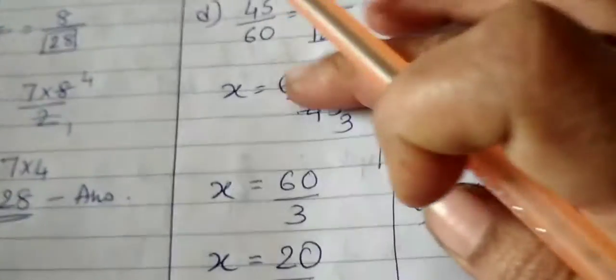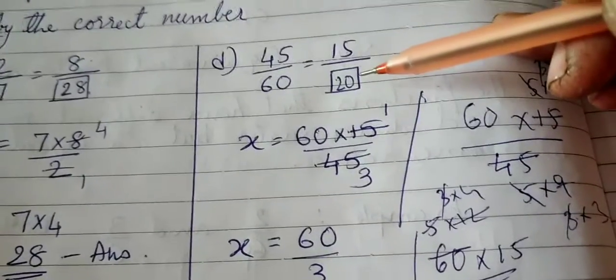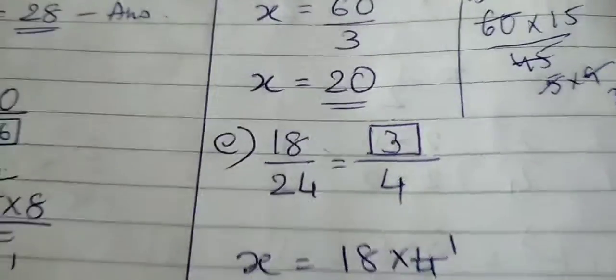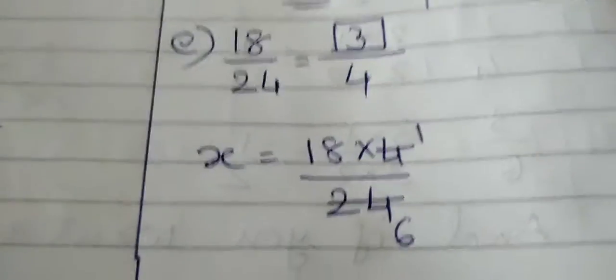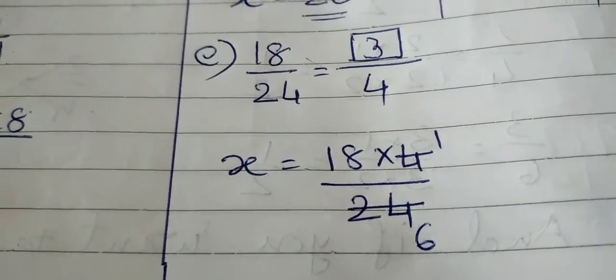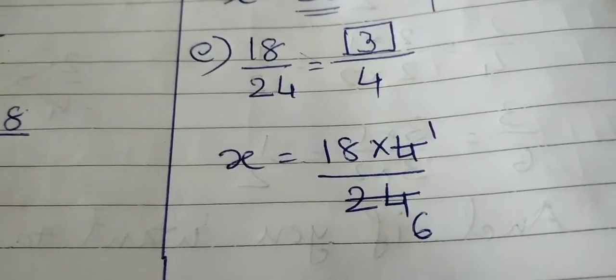So you can see 3 different ways of simplifying and getting the answer x is equal to 20. Write down 20 in the missing, that is the blank space. And similarly, the fifth sum, 18 upon 24, is also solved.